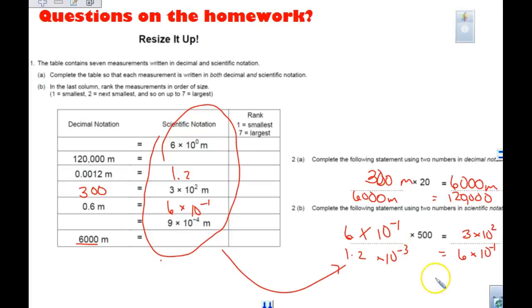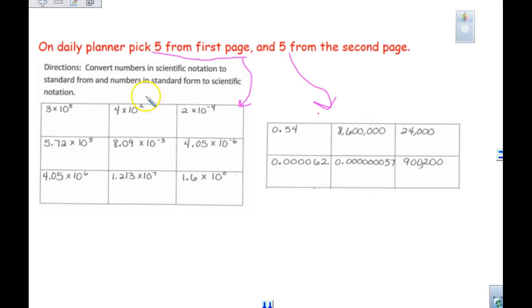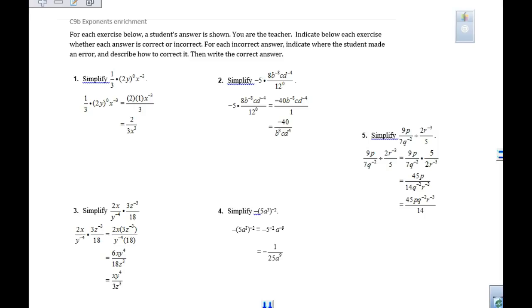Today, the other part that I was talking about is that you needed to have 5 questions done where you're asked to write it in scientific notation, and then 5 where you are going from scientific to standard form, and then picking 5 from here and writing them in scientific notation. So if you didn't do those, you should have those someplace so that I can see them. If you didn't do them last night, make sure you get them done tonight, okay? So that I can take a look at those.